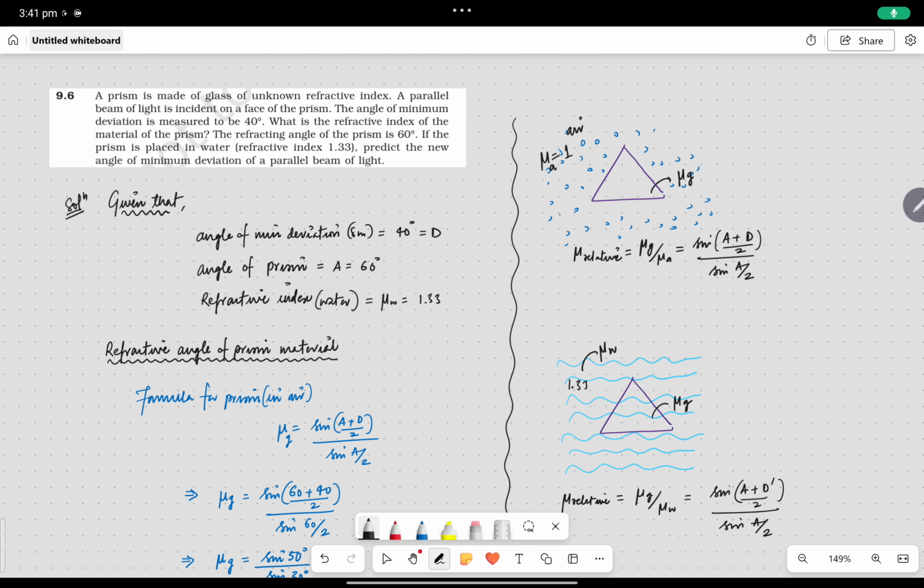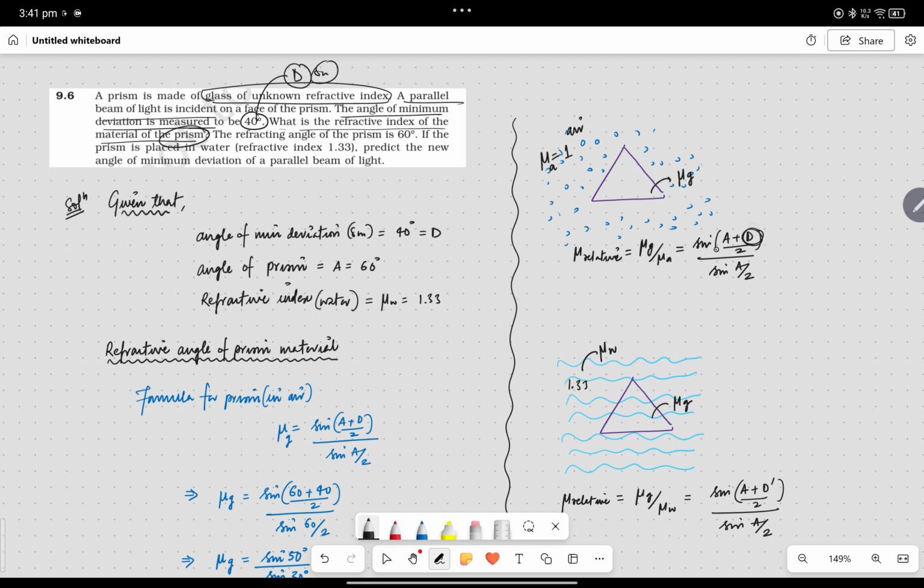So we have a very simple question, that is 9.6. A prism is made of glass of unknown refractive index, and a parallel beam of light is incident on the prism face. The angle of minimum deviation is measured to be 40 degrees. The angle of minimum deviation, that is delta min, changes as the medium changes, right? So what is the refractive index of the material of the prism?